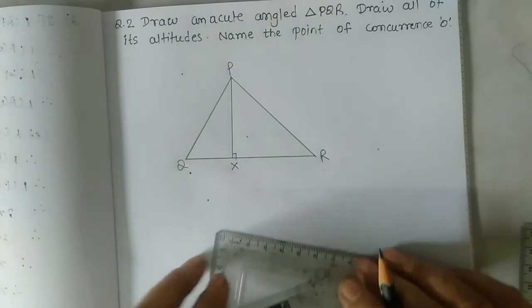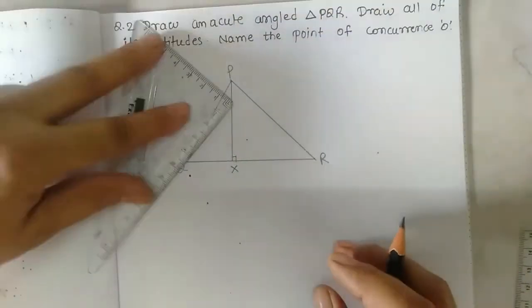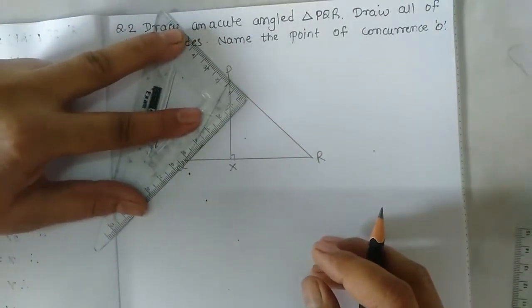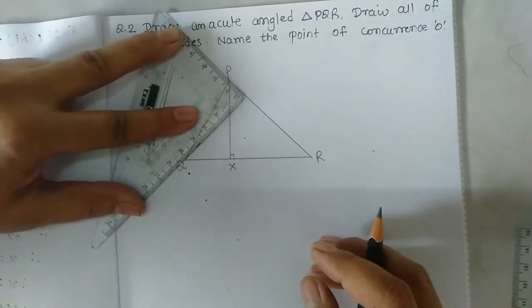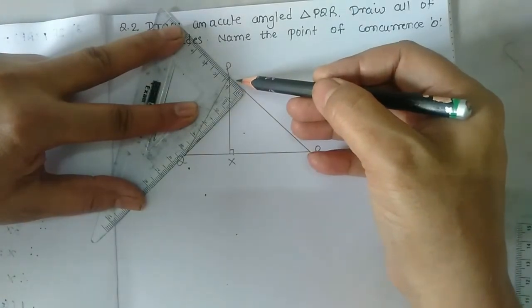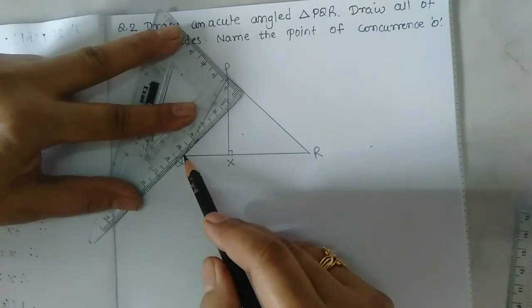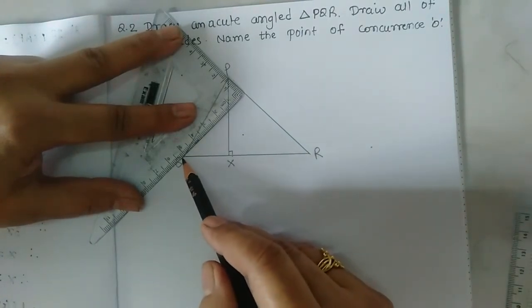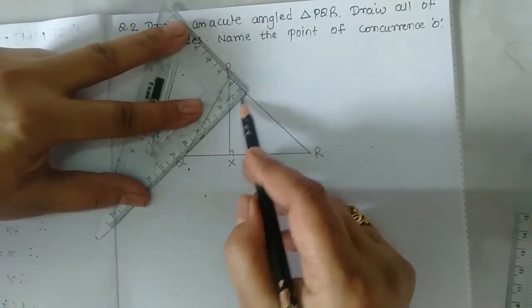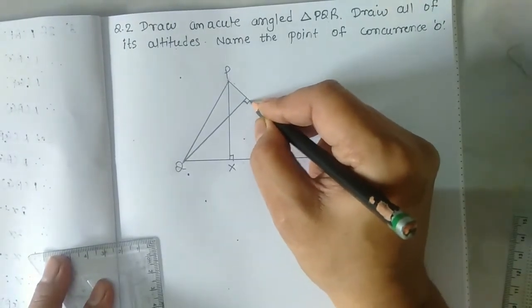Now draw the altitude from the vertex Q on the side PR. See here, one side of the set square is on the side PR and the other side intersects at the opposite vertex Q. So draw the line. This is the altitude drawn from Q on the side PR.